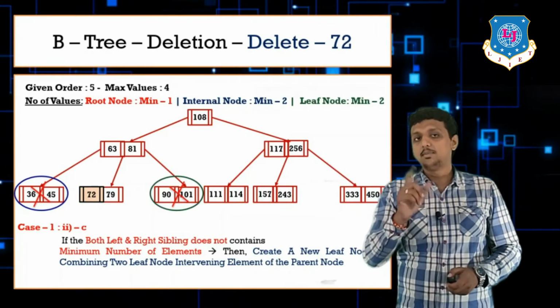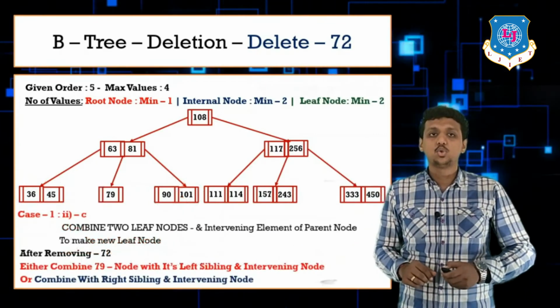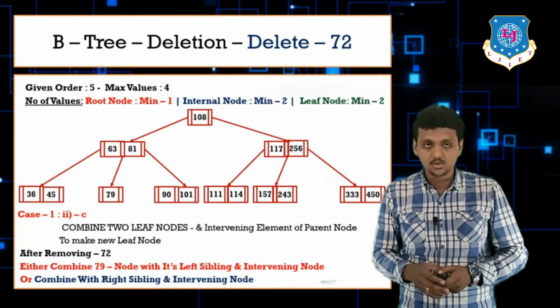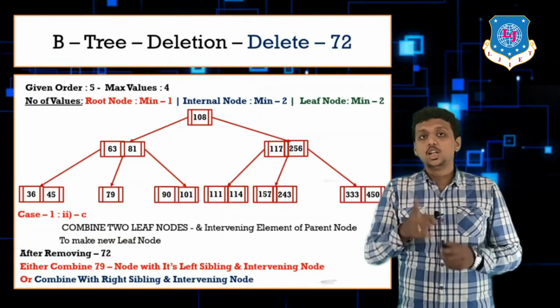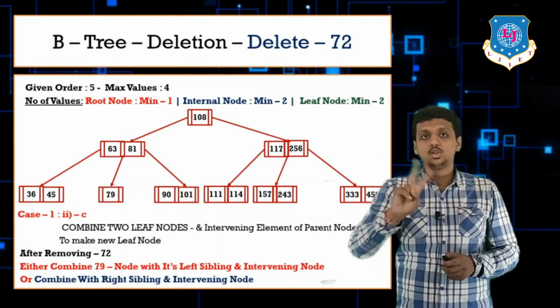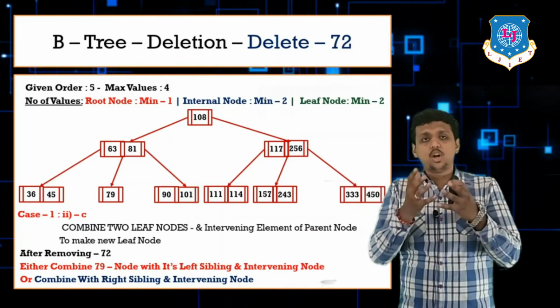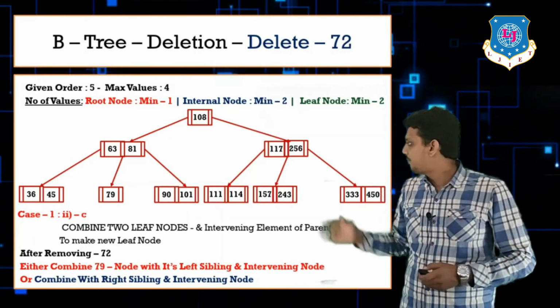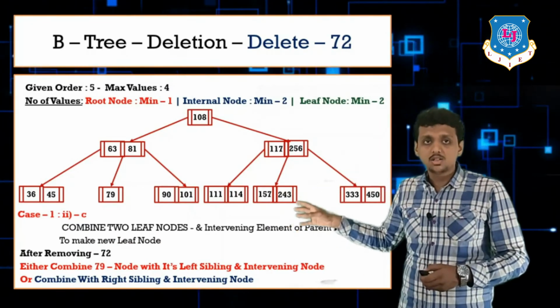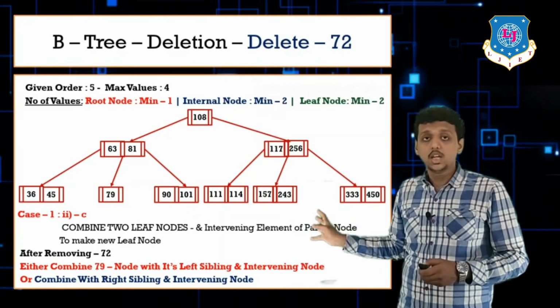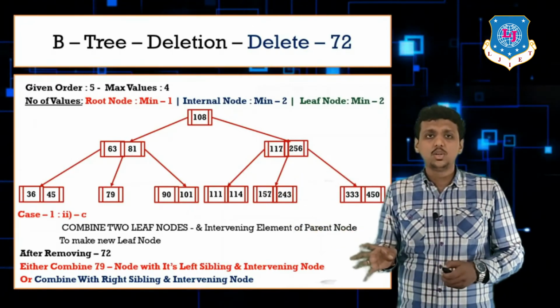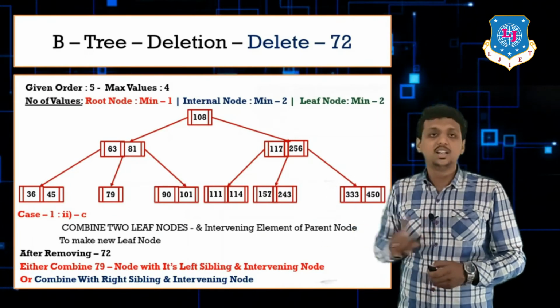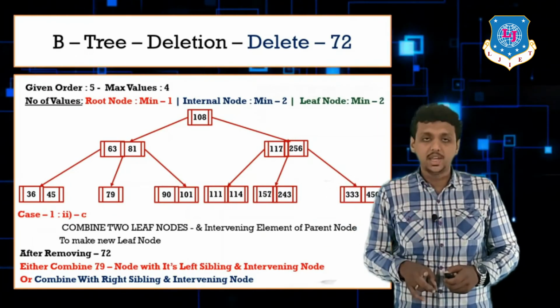Okay, so I am going to show you how we can combine the values. Here you will get two different answers. Some of you may choose the left sibling and some may choose the right sibling. In such cases both answers are different, so I will show you both of them.